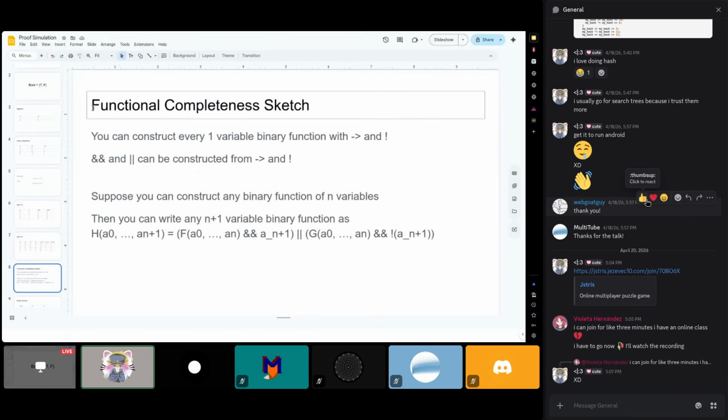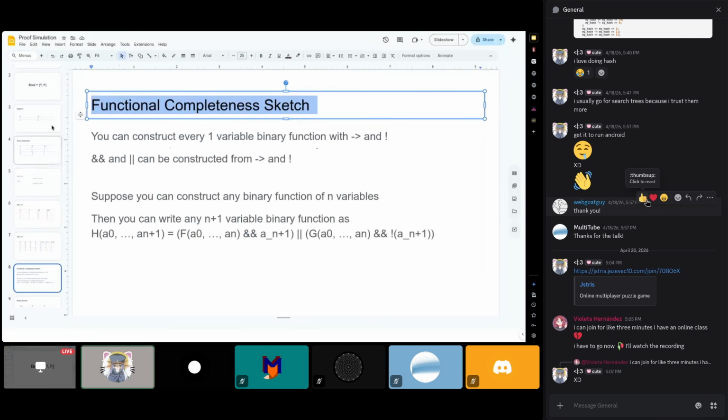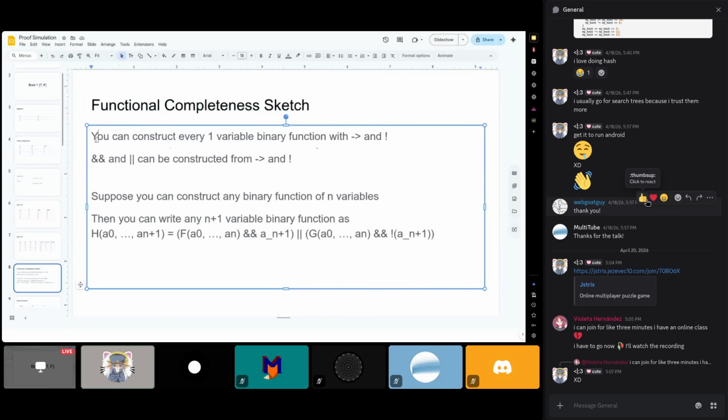Here's a sketch of the functional completeness proof for arrow and negation. You can construct every one variable binary function with arrow and not. There's only four of them. You have the constant true function that returns true for every input, the constant false function, which is false for every input, you have negation, and you have identity. You can define all of those just in terms of arrow and not.